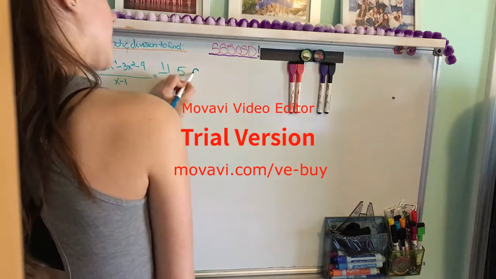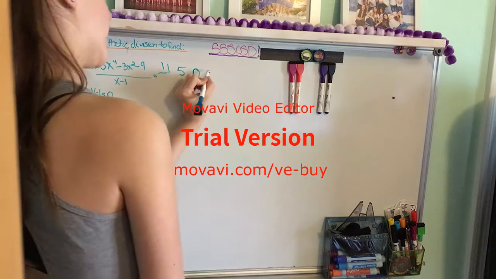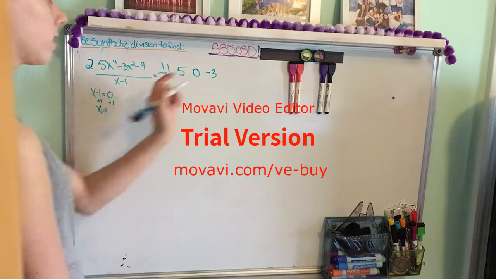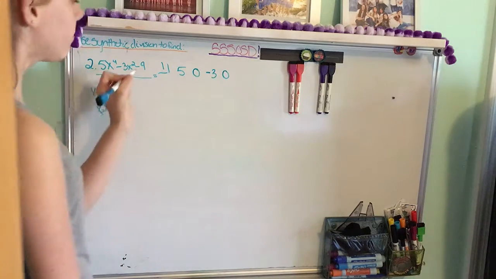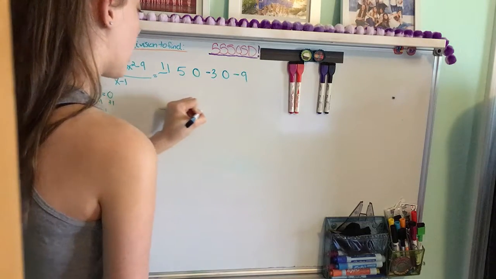So we're going to put that 0 right next to the 5. And then for x squared, we have negative 3. And so we don't have any x to the 1st degree, so we put another 0. And then we reach our constant of negative 9. So you're going to draw that line underneath.